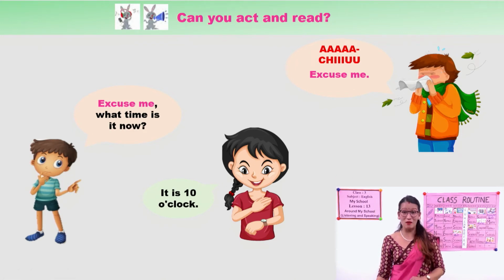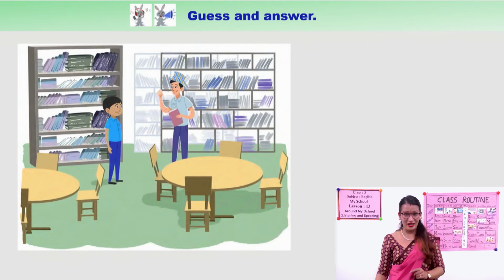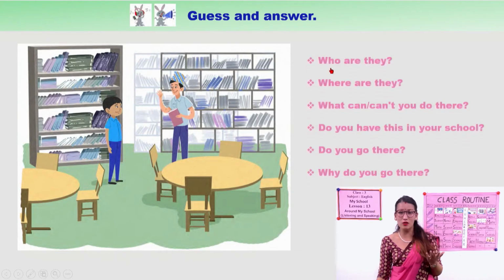Okay, children. Now, let's see what is here. Guess and answer. Can you look at the picture at first? Look. Who is this man? Yes, he is a teacher. But is he? He is? Good. He is a librarian. Who said it? Thank you. He is a librarian. And what is this place? Good. Library. Now let's see what are the questions.